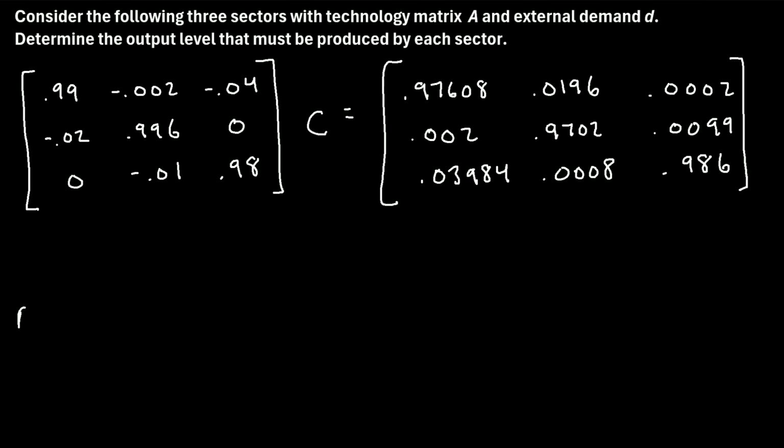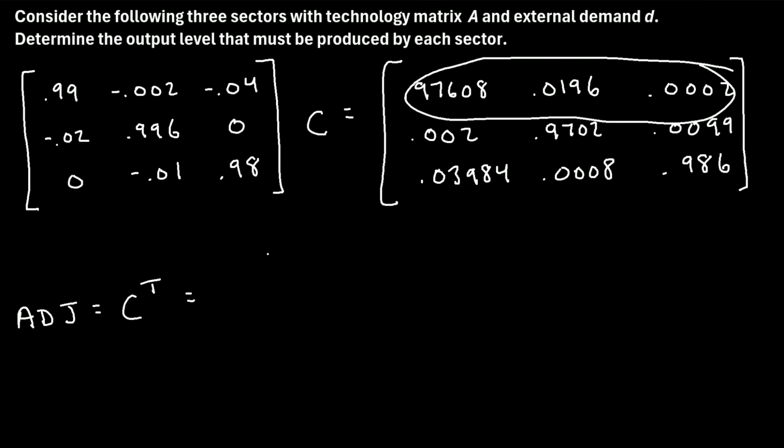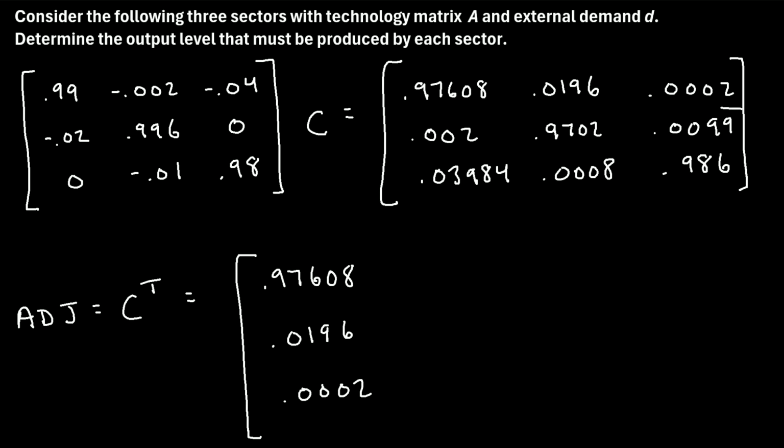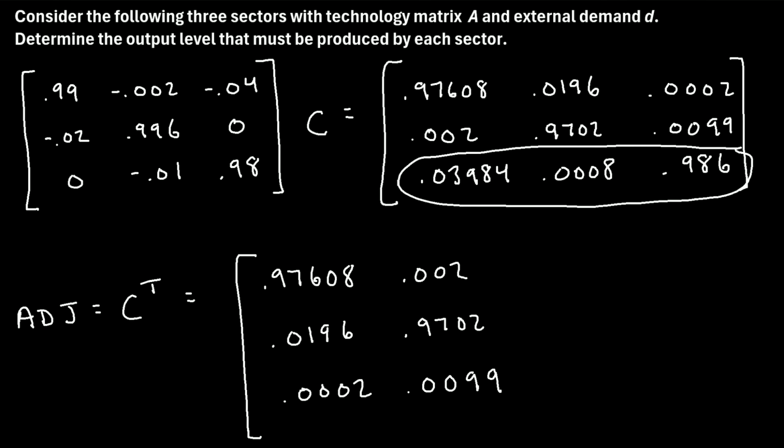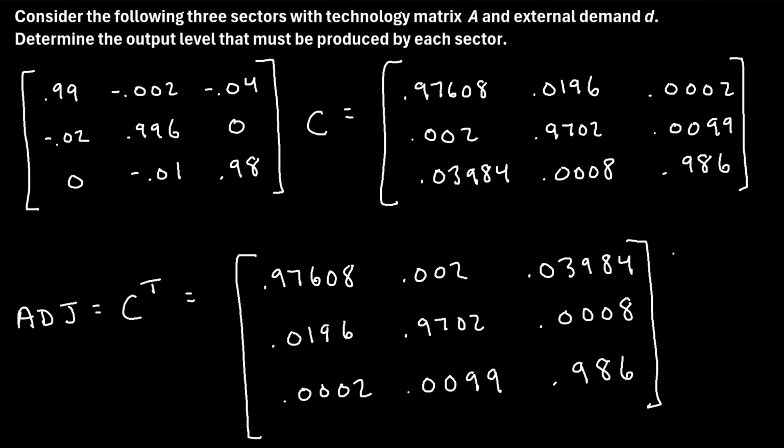Now we said that the adjoint is going to be equal to this cofactor matrix transposed. So in other words, the first row is going to become the first column. So here's what that looks like. Then the second row will become the second column. So here's what that looks like. And lastly, the third row will become the third column. So here's what that looks like. So here is our adjoint matrix.